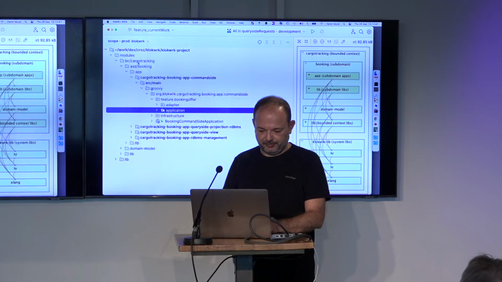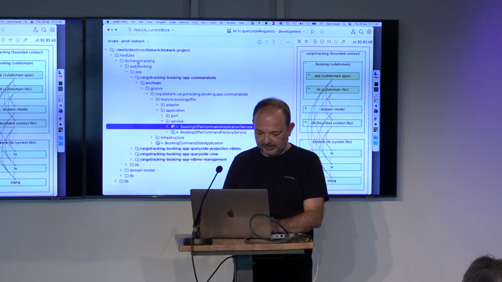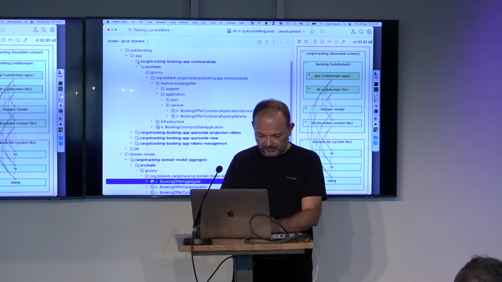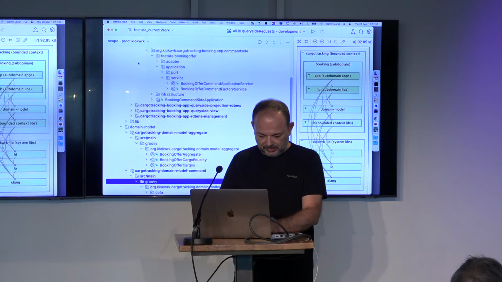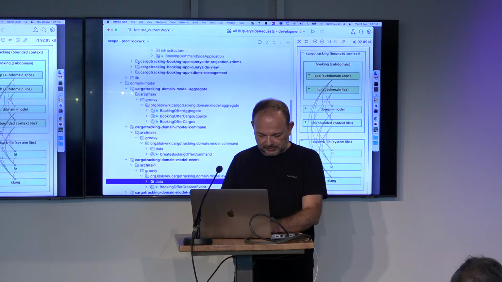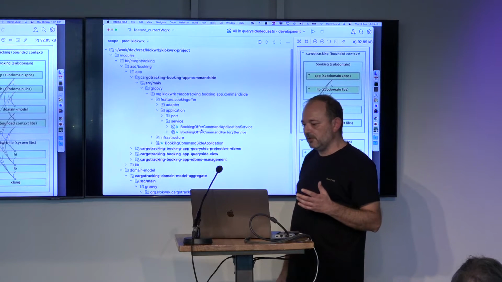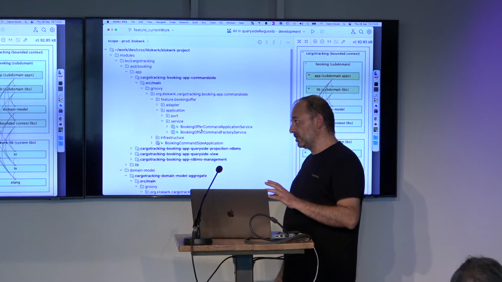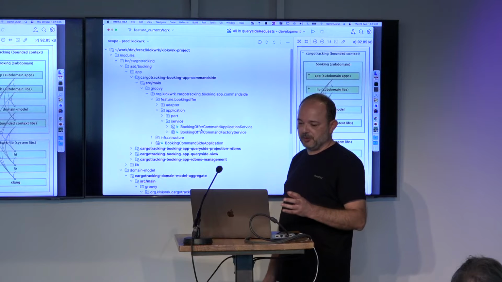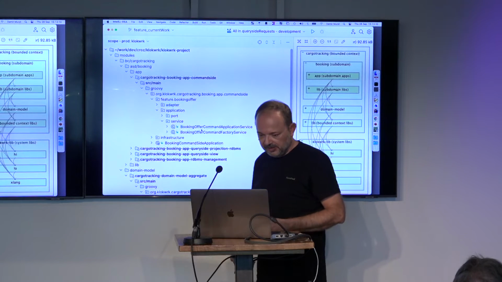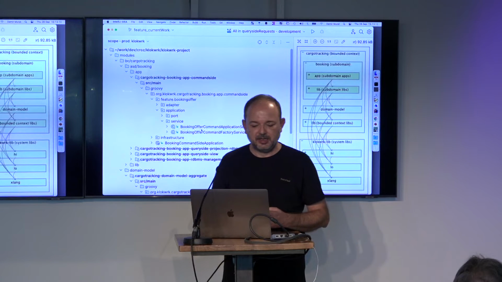And again, I'll try to look for the same things I did before. Here is application service. Then in the main model, I will try to find the aggregate, a command, and event. Okay, and this view looks much better than default project view because we removed some stuff. We have filtering capabilities applied here.